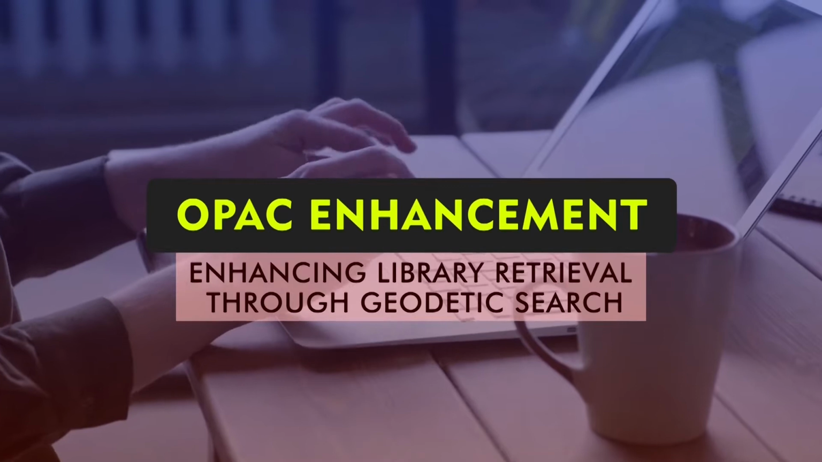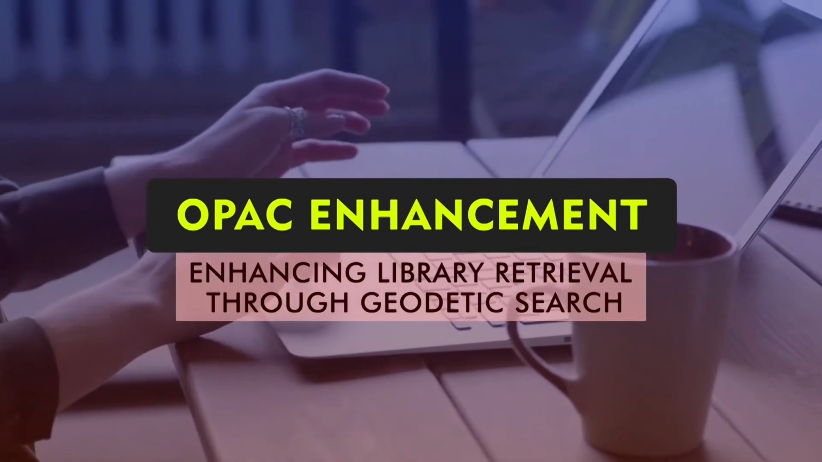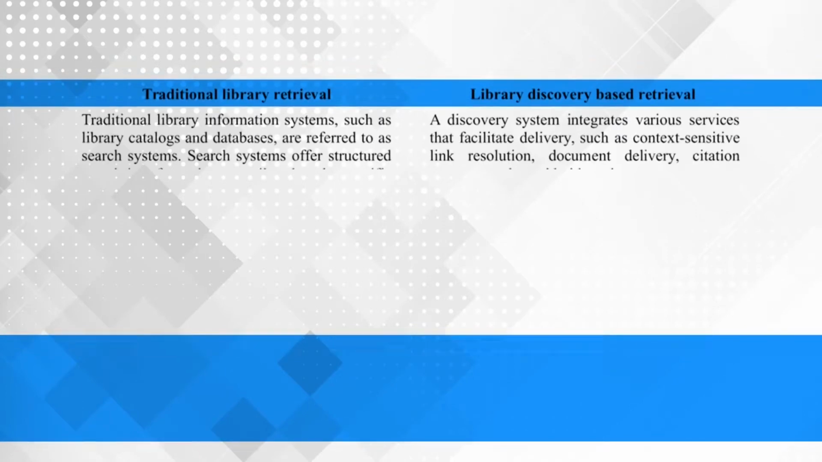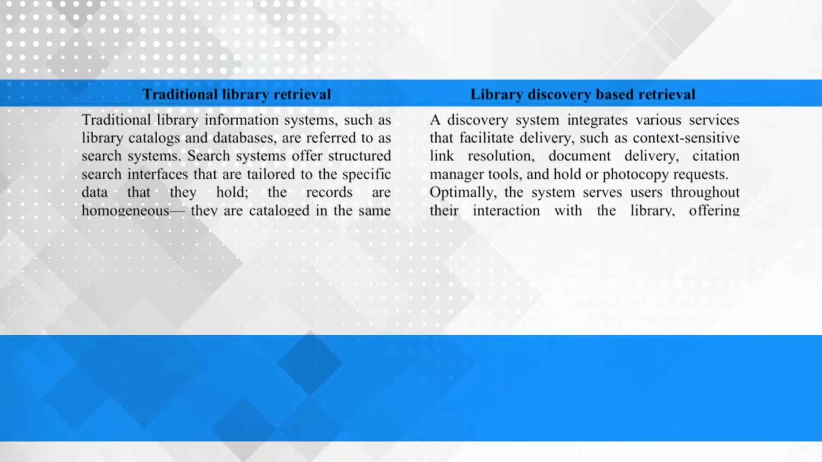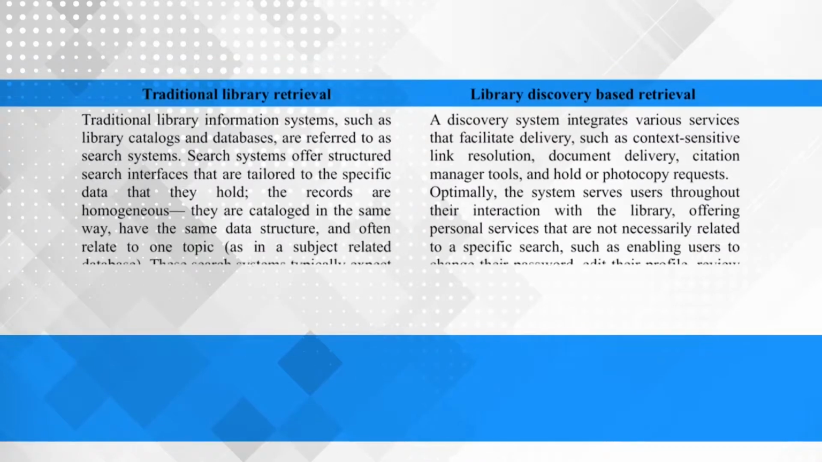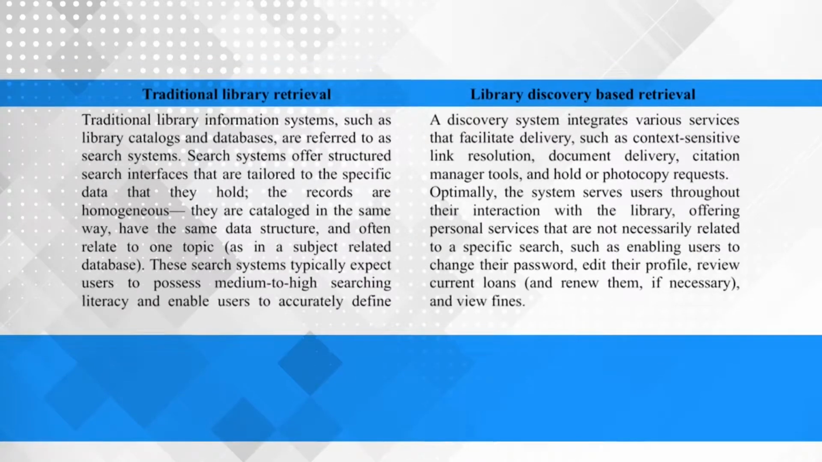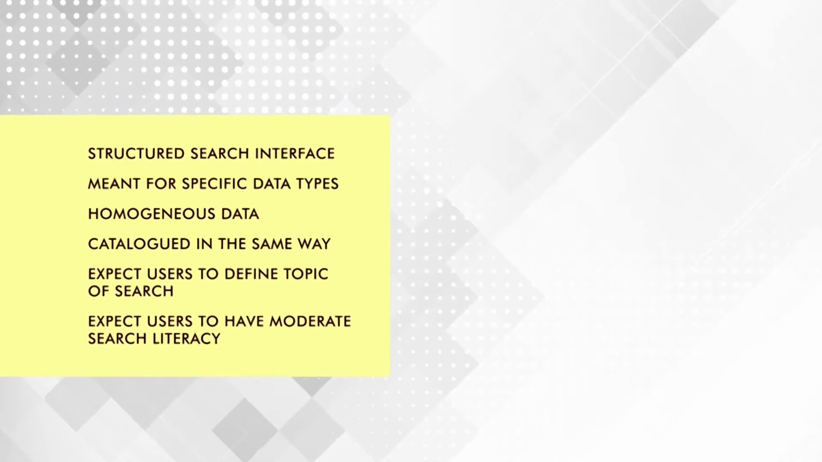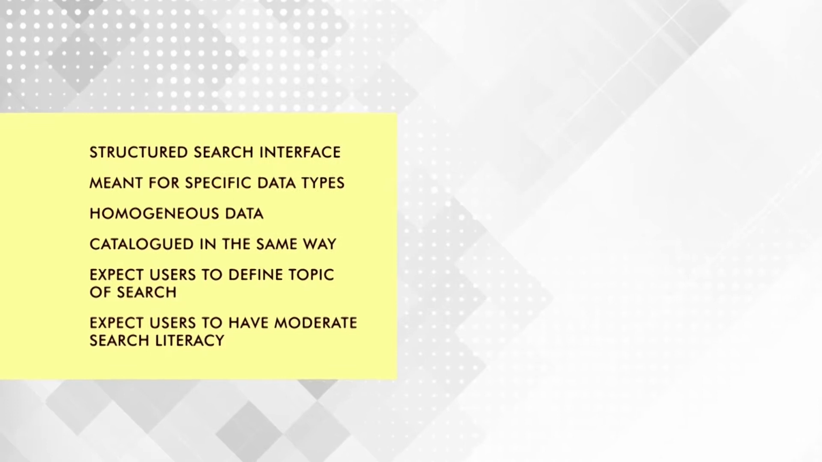First, we need to understand how geodetic search is different and how we can integrate that kind of facility inside a library retrieval system. First of all, we need to understand the difference between a search system and a discovery system. Typically, a library OPEC is a search system which provides a structured search interface, like novice user search or advanced user search, meant for a specific data type.